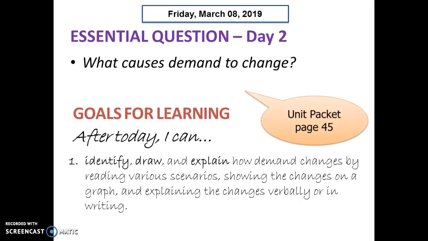Big question for today, what causes demand to change? We're going to be looking at different scenarios and then identifying, drawing, and explaining how demand changes. And so today we're going to look at 6 different ways that demand can change.